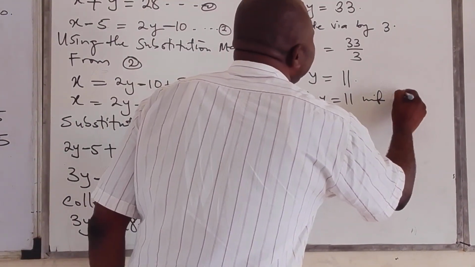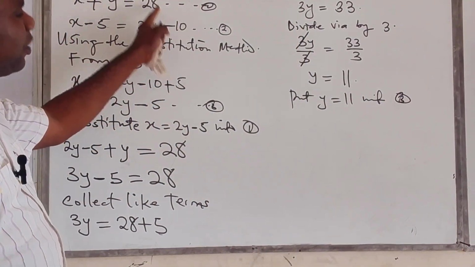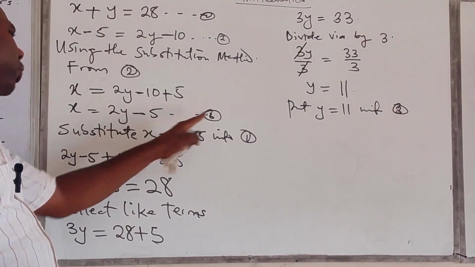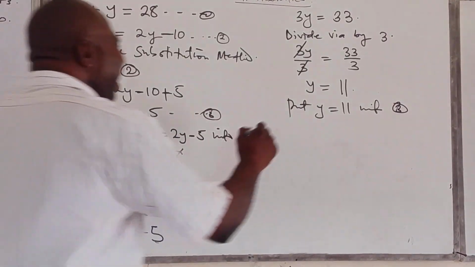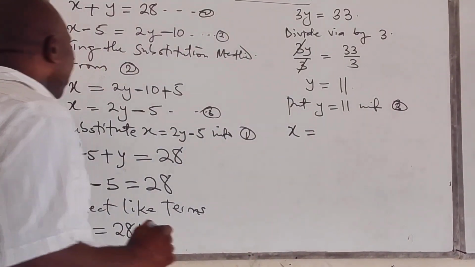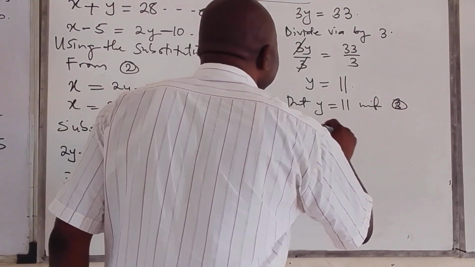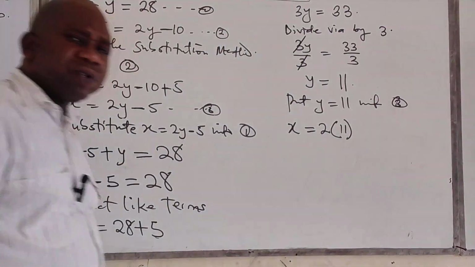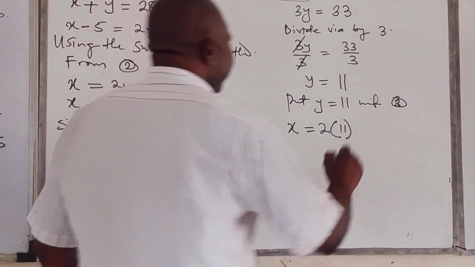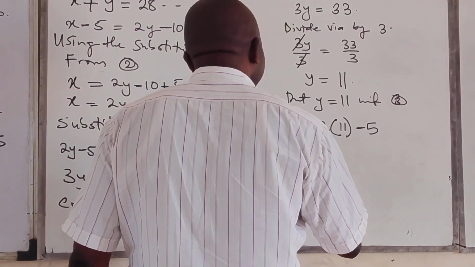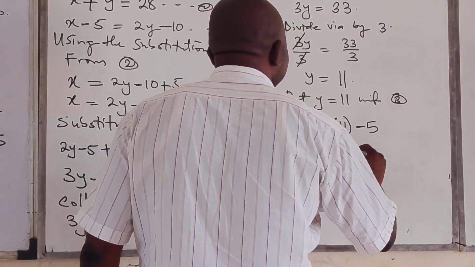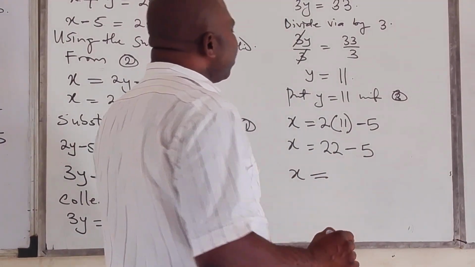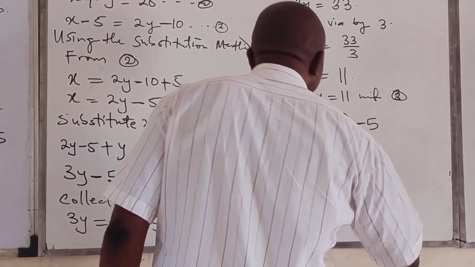Now, put y is equal to 11 into equation 3. Now, remember, you can put it into any of the equations. You can put it in either equation 1, equation 2, or equation 3. Yes, but now we are putting it into equation 3 to get the value of x. So it means the value of x will be equal to 2y. So here we have 2 in brackets. The value of this y now is 11. So we have 2 times 11 minus 5. So here x will be equal to 22 minus 5. So the value of x now will be equal to 22 minus 5 is 17.